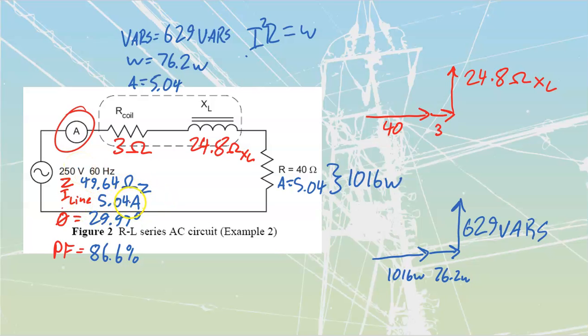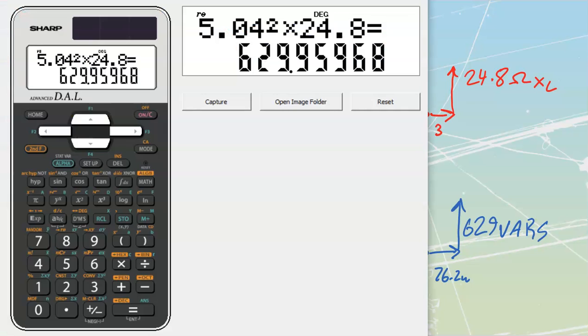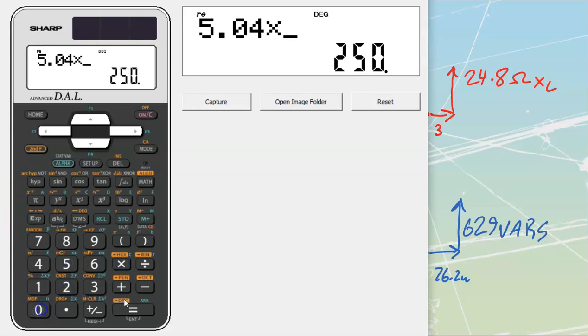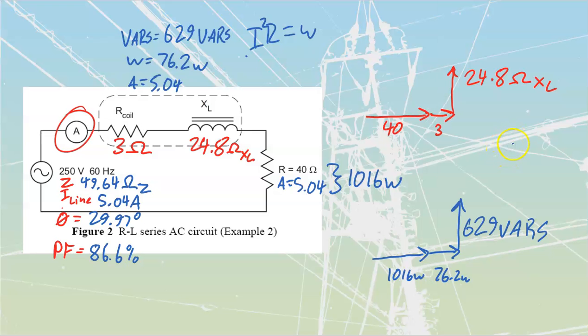Well, what is my VA? 5.04 amps multiplied by 250 volts. Let's find out what our total VA was. 5.04 times 250 gets me to a total VA of 1260. So 1260 is what I should have out of this. We'll put that VA down here: VA equals 1260 VA going across here.